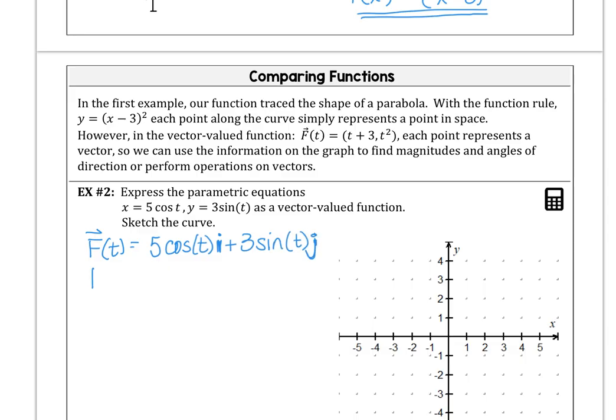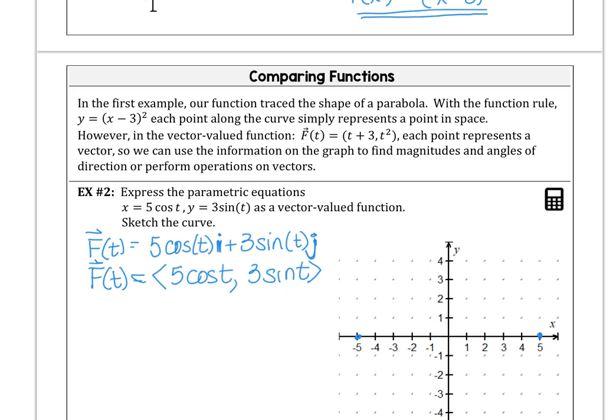You can also write that in component form. f of t is 5 cosine t, comma 3 sine t. Now what does that tell us? It tells us we have an ellipse whose center is at the origin.